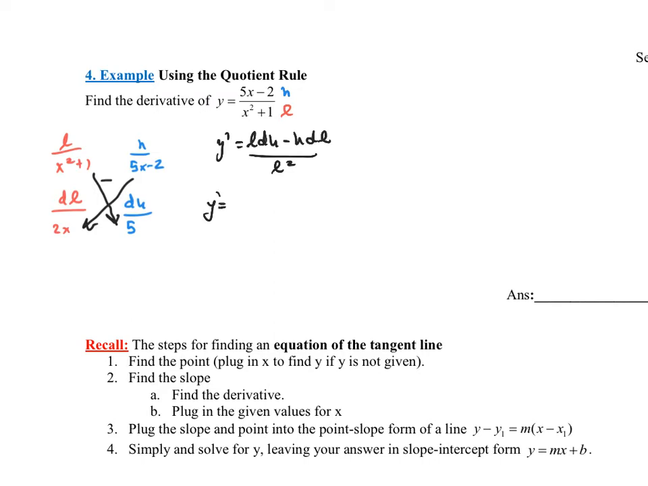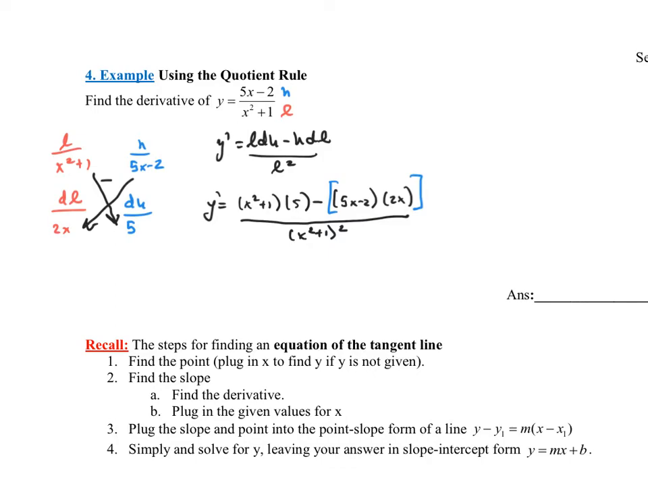So let's go ahead and plug that in. The low function is x squared plus 1. Derivative of the high function is 5. Minus, we've got to be really careful here, the high function is 5x minus 2 times the derivative of the low function, which is 2x. I'm going to go ahead and add some parentheses here to make sure you know we've got to distribute the negative. Never forget this is all over the low function squared, which in this case is x squared plus 1, quantity squared. Never, ever, ever FOIL out the denominator in this case.